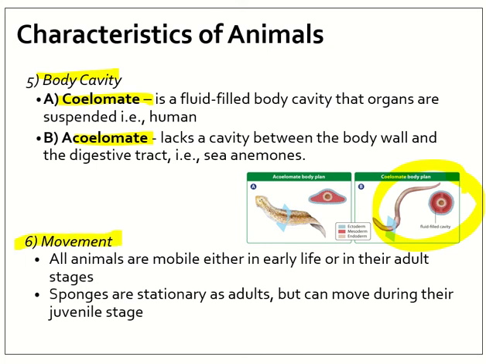The next one's going to be movement. So as we said earlier, to be in this kingdom, you have to have movement at one point in your life. But if you're looking at, say, your sea sponges, they don't move at the adult stage. They actually move when they're young, where most of the other animals in the kingdom are actually moving throughout either their entire life or just when they're in the adult stage.